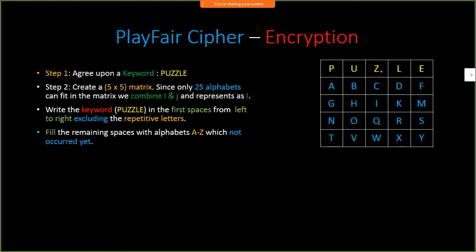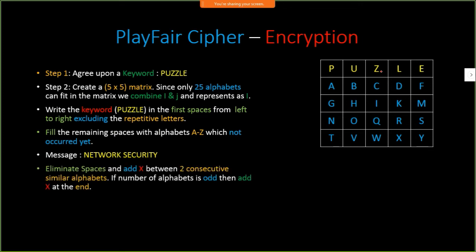So how do we encrypt a message? If the sender wants to send the message "network security", how will we encrypt it? Note down: eliminate spaces and add X between two consecutive similar letters. If the number of letters is odd, then add X at the end. That means the letters are set in blocks of two letters. The final message is X.